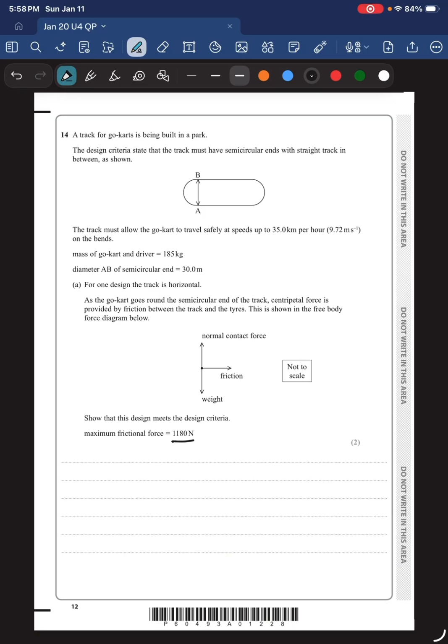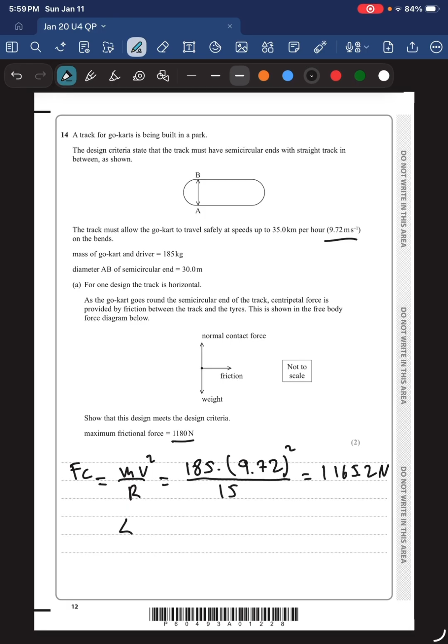Okay, so we have to calculate the quantity. The centripetal force is going to be mv squared over r if the go-kart achieves that maximum speed. So it's going to be 185 times 9.72 squared, which is the speed, over the radius, which is 15, because we're given the diameter. If you multiply, you find 1,165.2 newtons, which is less than 1,180 newtons, which is the requirement. So this is going to work, okay?